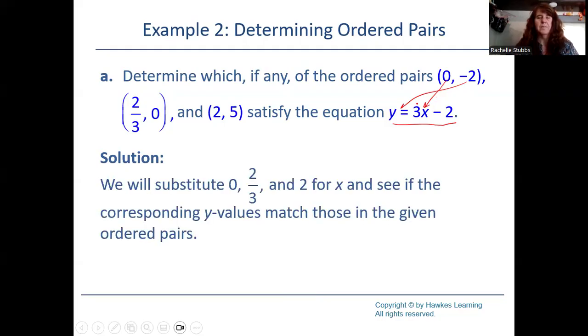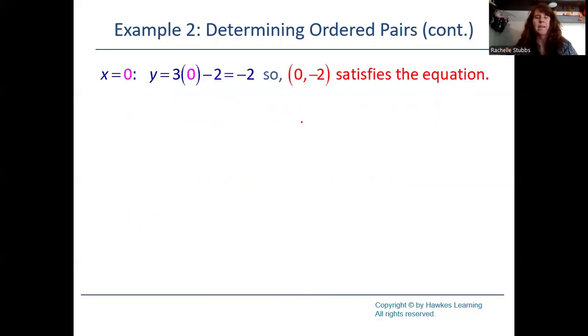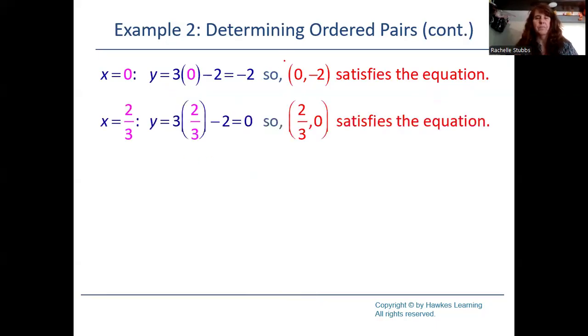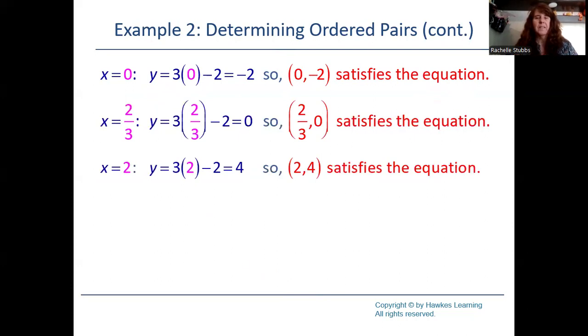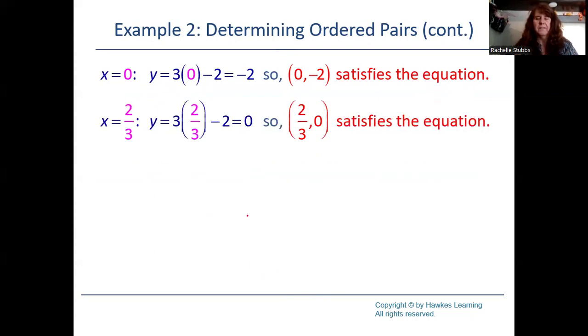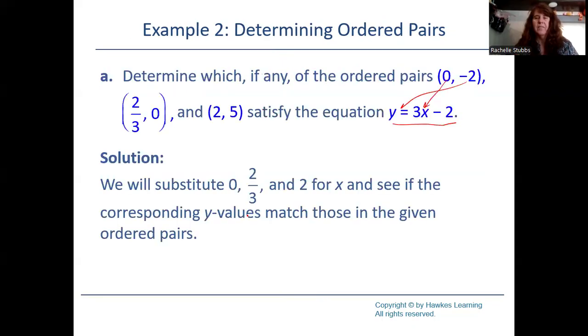So let's go ahead and look and see. The first thing that we're going to do is substitute 0, 2/3, and 2 for x, and then we'll substitute the y values in. So here we go. If x is 0 and y is 3, will this satisfy the equation? If I put 0 in here, 3 times 0 is 0. And if I put a negative 2 here, I get a negative 2 equals a negative 2.